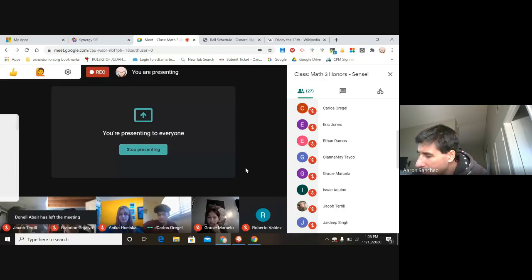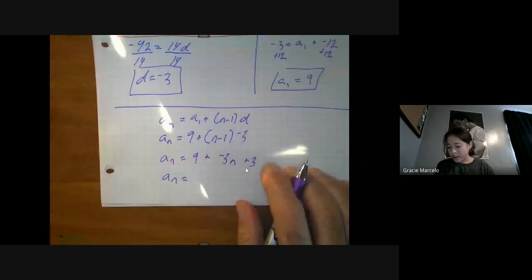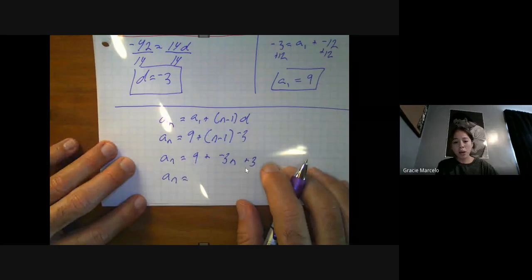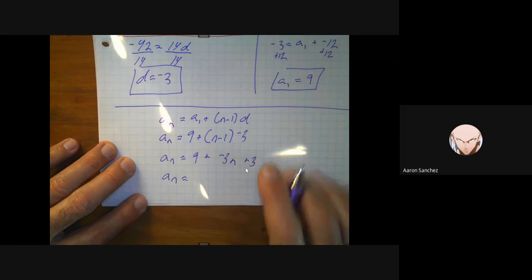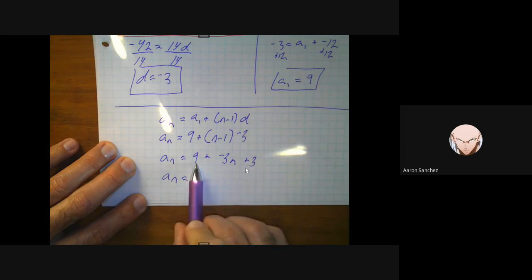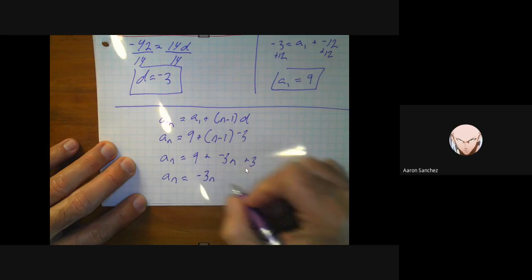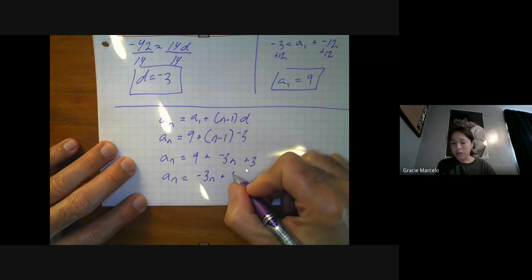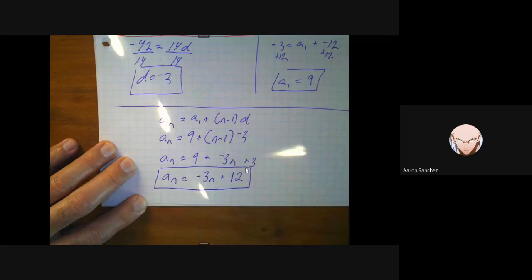Gracie, what'd you get for your answer? I got a_n equals 9 plus parentheses negative 3n plus 3. Yeah, but we can clean it up a little bit more. We can add this 9 to the 3. What's 9 plus 3? 12. There you go. You want it to look like that, because when you take the test, it's going to look like that.